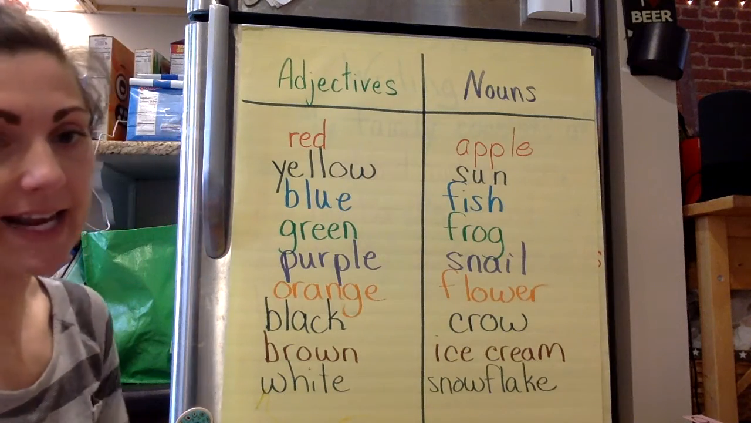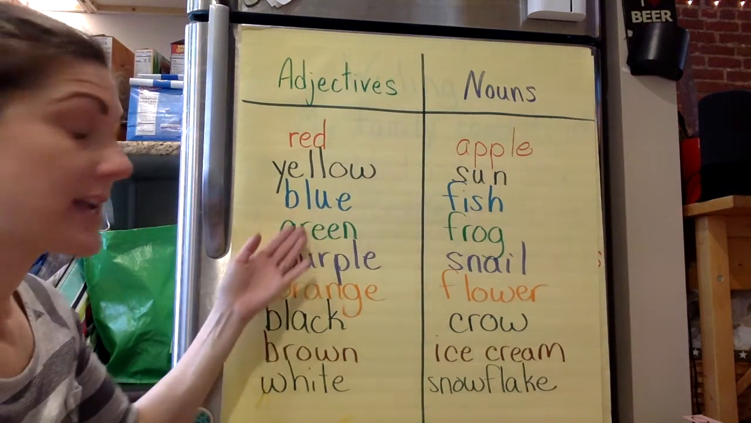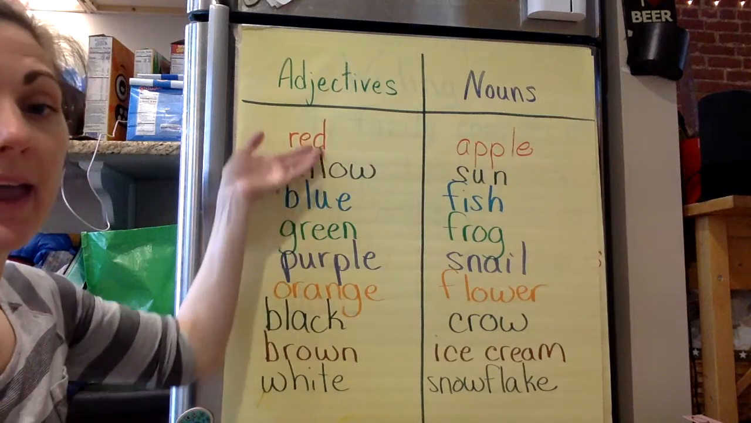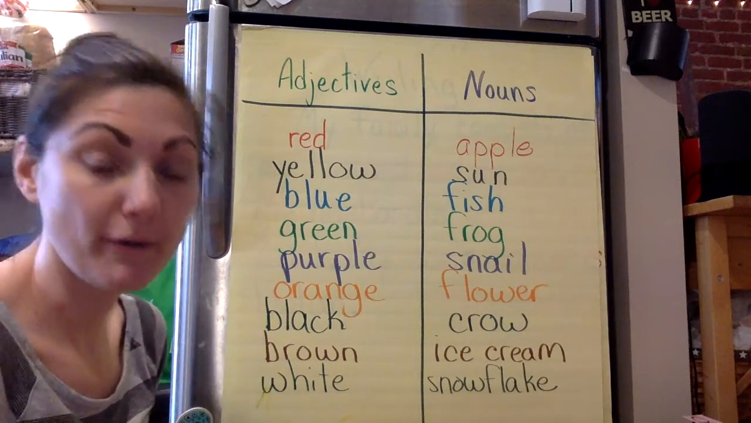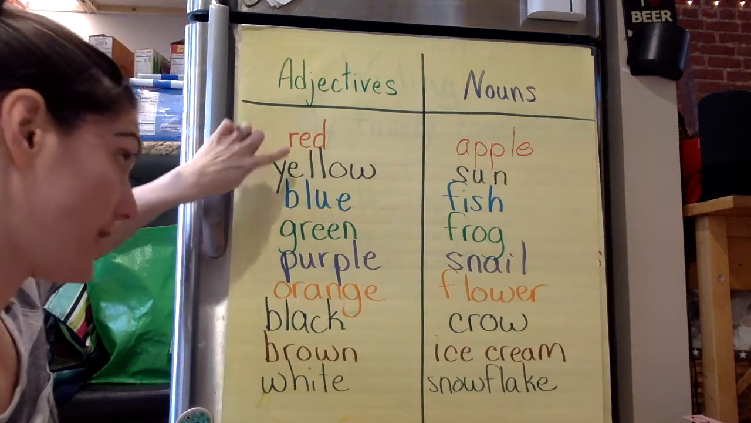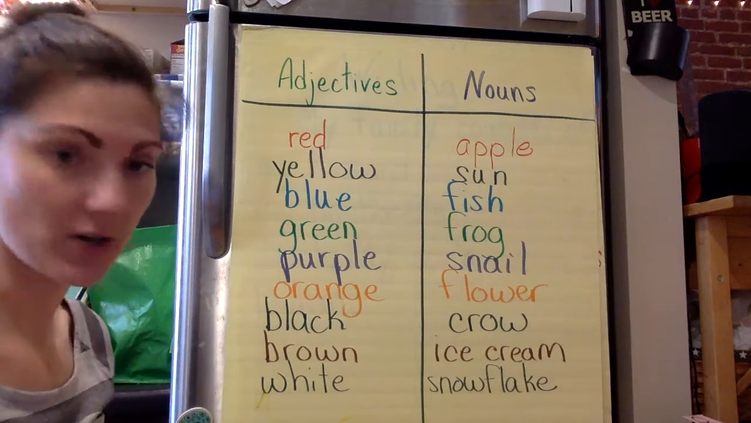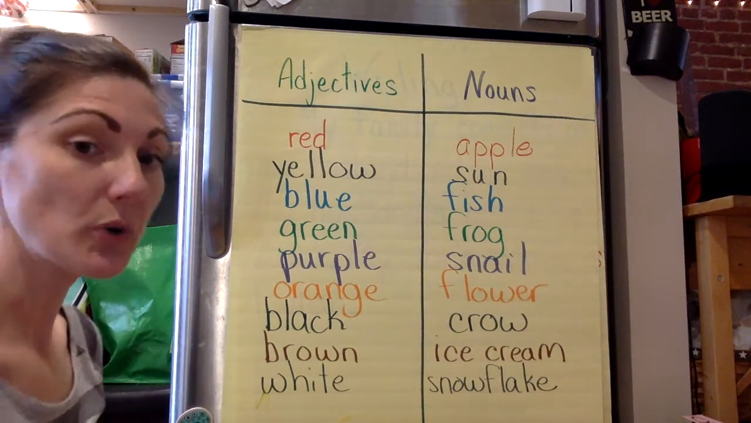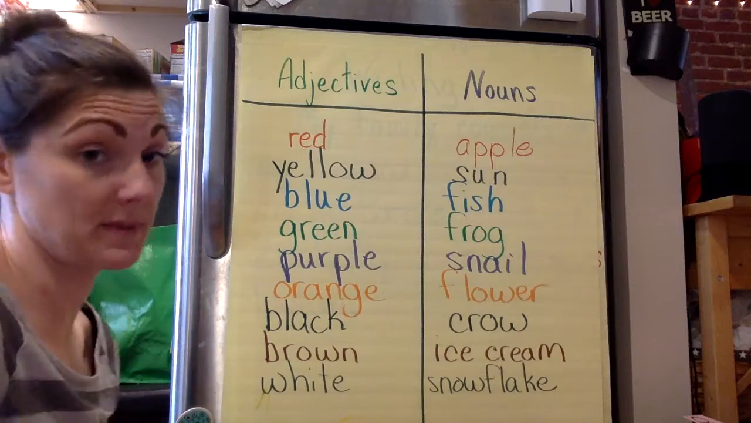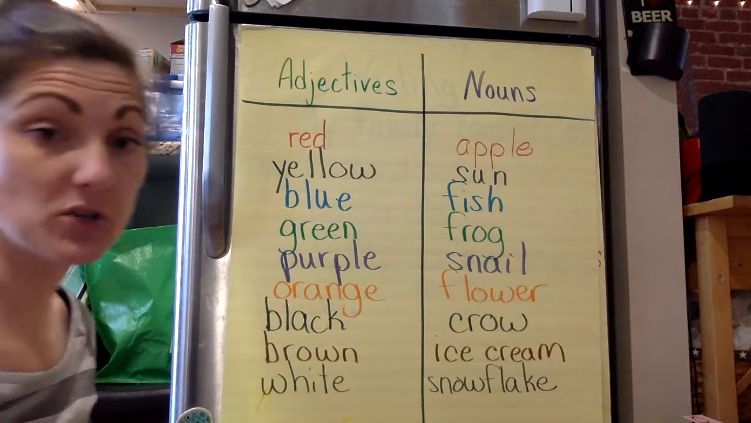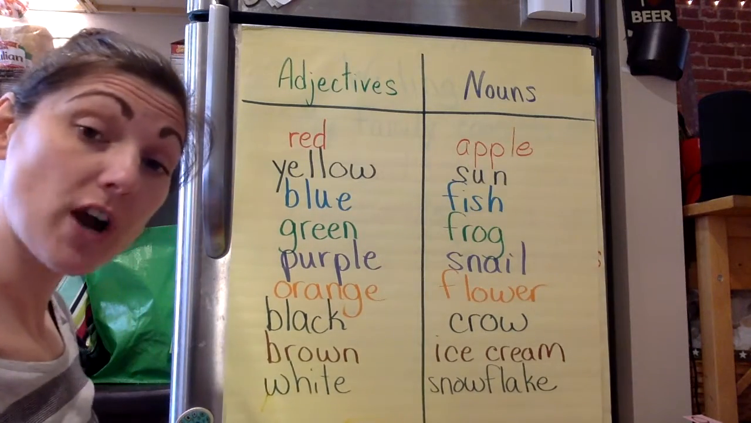So I want to take that idea of adjectives that can describe and use it in our writing that we're doing about our family. So all of these adjectives are colors, but colors are not the only adjectives. So in order for a word to be an adjective, it has to describe something else. So I'm going to show you how we can do that, to use adjectives to describe our family members.